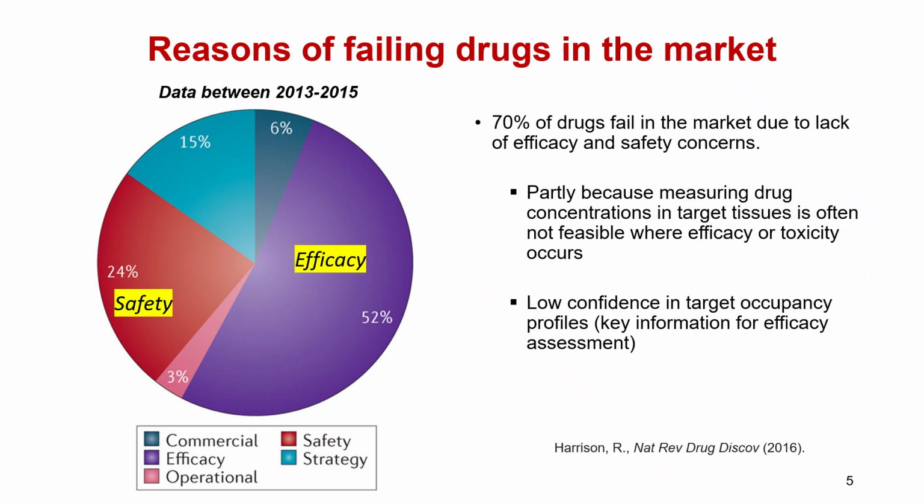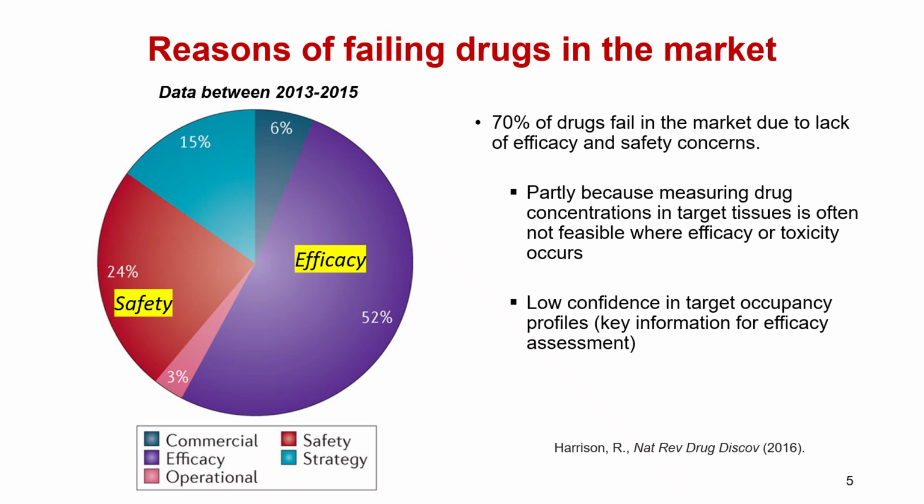So let's review some of the reasons of failing drugs in the market. The pie chart here presents data which was analyzed between 2013 and 2015. Among many reasons, the most important ones include the lack of efficacy and safety concerns. So over 70% of the drugs fail in the market due to either lack of efficacy or safety. This is partially because measuring drug concentrations in target tissues, where efficacy or toxicity occurs, is often not feasible. And this also leads to low confidence in target occupancy profiles, which is a key information for efficacy assessment as well.